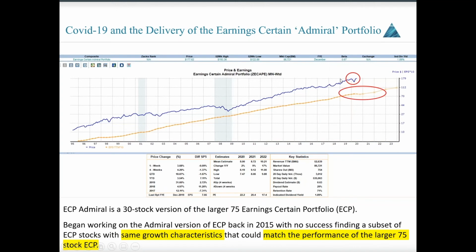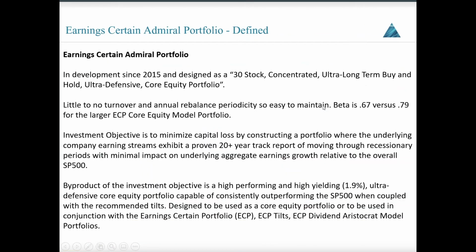And the idea was, back in 2015, when I started this project, it started out with the same objective, to be a 20 to 30 stock portfolio. And the idea was, I was looking for the same exact growth characteristics that can also match the performance of the larger 75 stock earnings certain portfolio. I could get the growth characteristics, but the performance would absolutely fall apart. And that was until COVID struck. And it was absolutely amazing when I put this together that when I created the composite, which I'm going to share the results with you here in just a few minutes, it was exactly what I had been looking for.